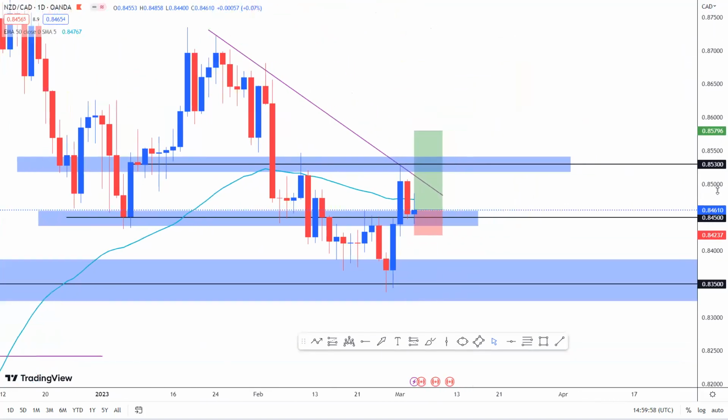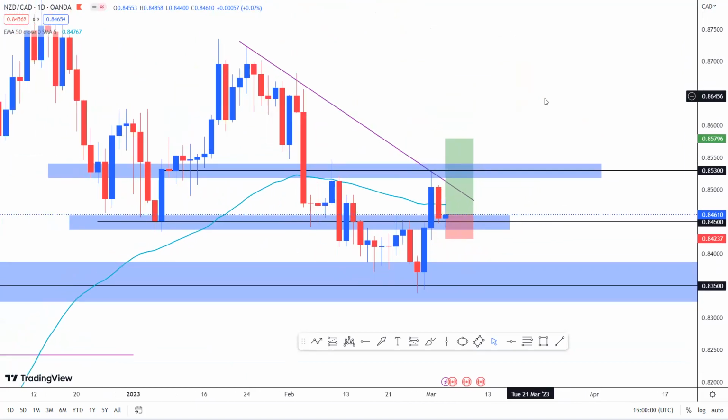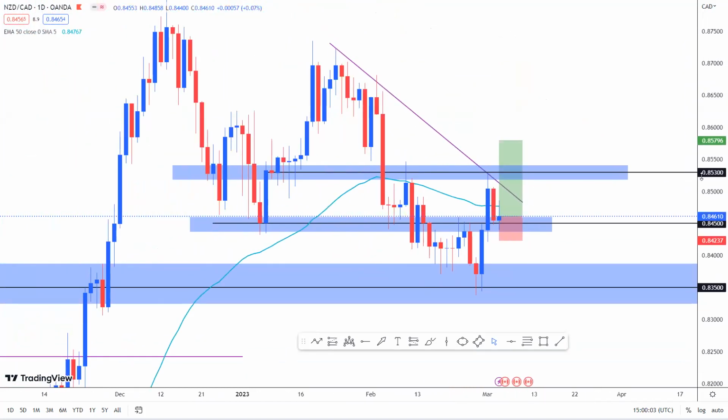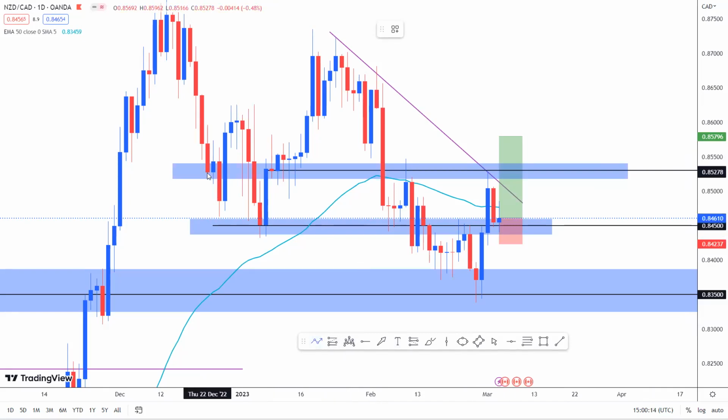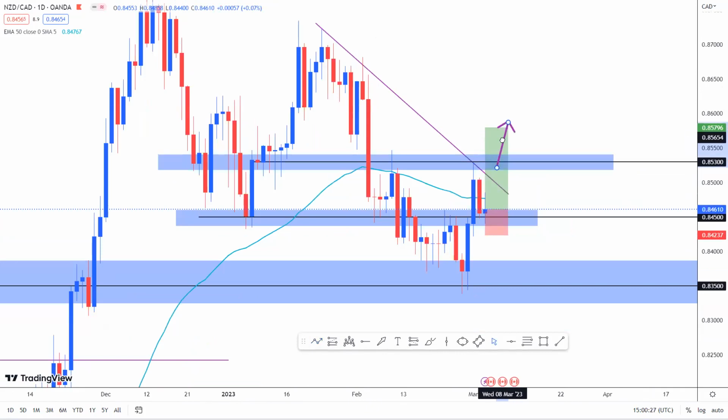But then a much safer trade would be, once we have a break above the 0.85300 psychological level. Previously, you can see this is a key level right here, and we're below the level. So what then would I want to see? I want to see price come and break above this level right here.